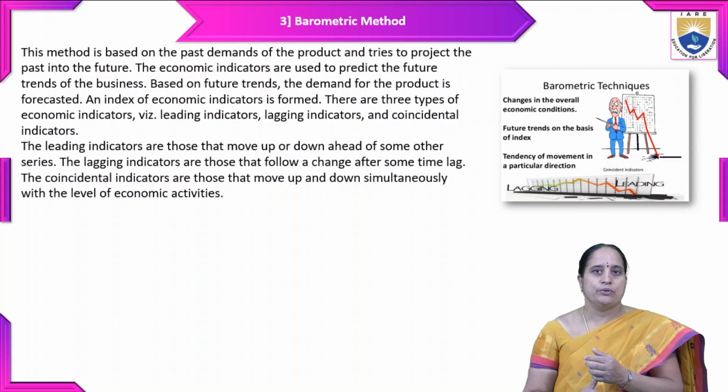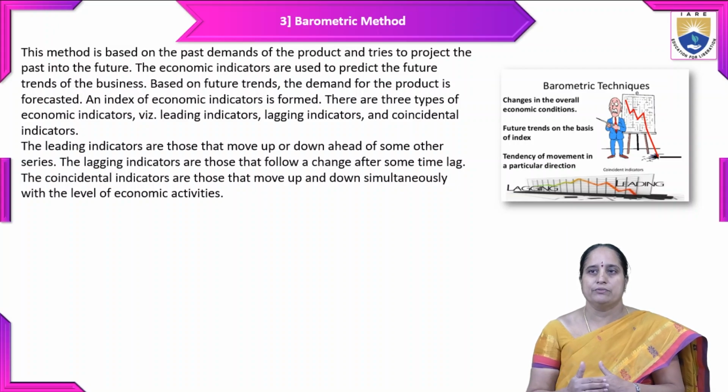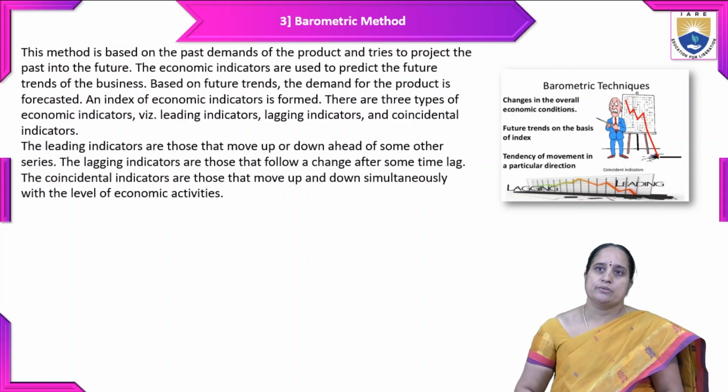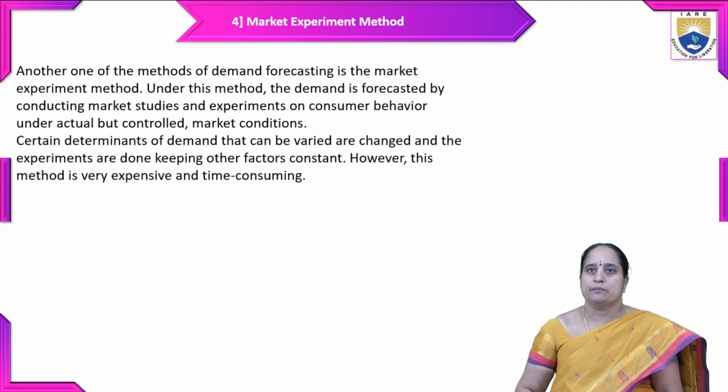And the third one is coincidental indicators, which are those that move up and down simultaneously with the level of economic activities. So with barometric techniques, we can find out the changes in the overall economic conditions, and we can also predict future trends on the basis of the index and the tendency of movements in a particular direction, whether they are moving in the same way or in the opposite direction. The trend projection can also be predicted with the help of the barometric method.